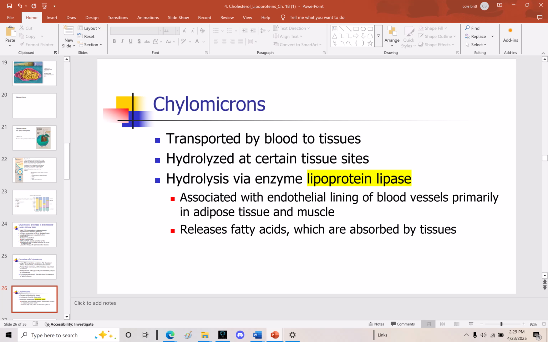Remember, lipases, what they do is they take off these fatty acids. So the lipase will pull off these fatty acids, and that way the fatty acids can be brought into the cell. And insulin will activate lipoprotein lipase.